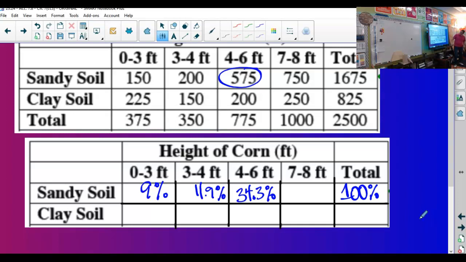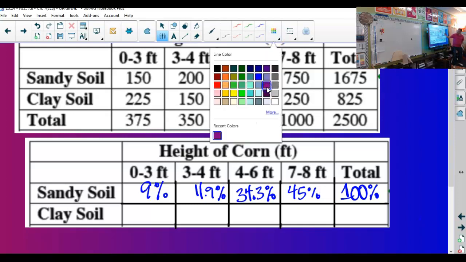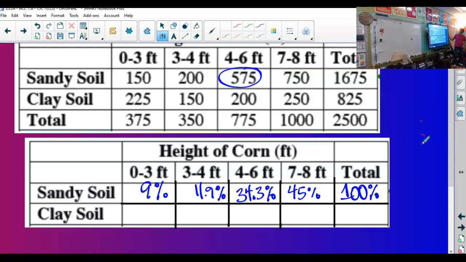I got around 45%. Yeah, it makes sense that it would be our biggest percentage, right? Because as our, and then we want to double check, we can add all these up and we should get 100. But since no one is raising opposition yet, I think we can probably trust those. Laurel, what about the first percentage for clay soil?